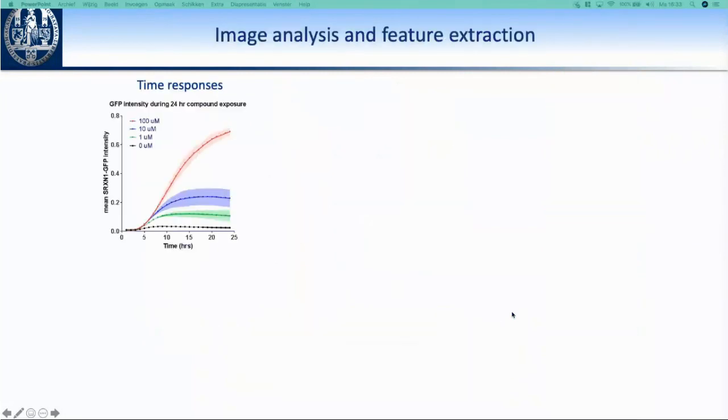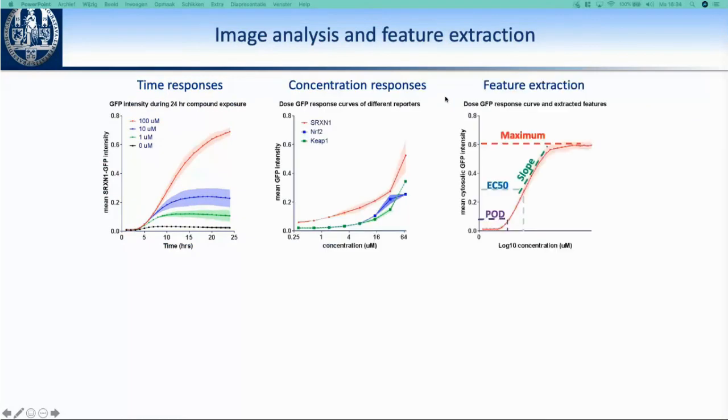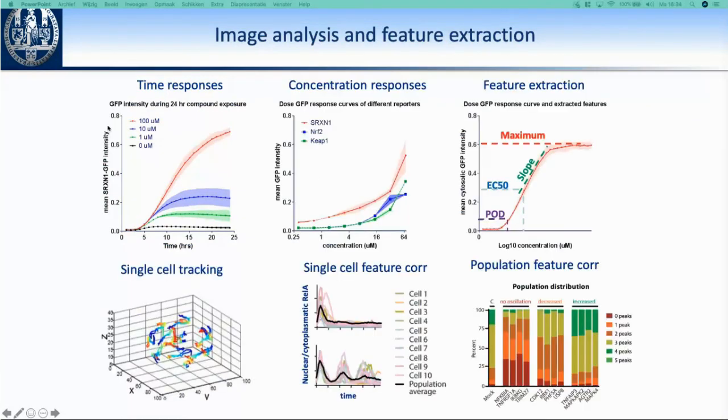So with this data, you can extract different features. You can extract different time responses, but also concentration-dependent response. Based on this, you can define, for instance, the point of departure, so the concentration at which we start seeing an induction of a certain stress response pathway, but also the EC50 or the slope or the maximum induction of this GFP response. And we can do this at a single cell level.